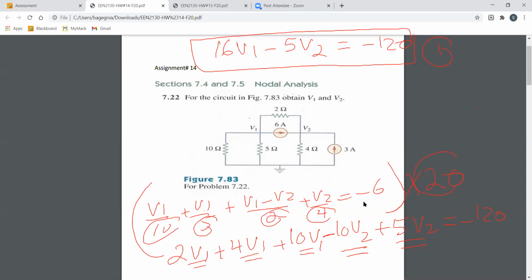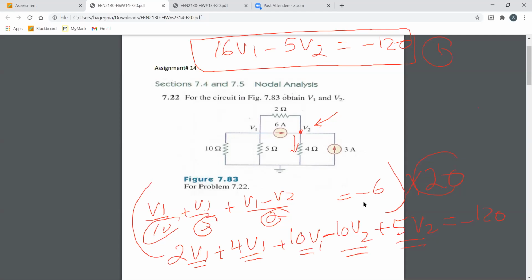I have a question. Sure, go ahead. Where did the V2 over 4 come from? Wait a minute. You are right. I don't know why I put a V2 here, because I'm looking down here. Thank you for catching this. There's no V2 now. The V2 over 4 will be used when we apply KCL at node V2.